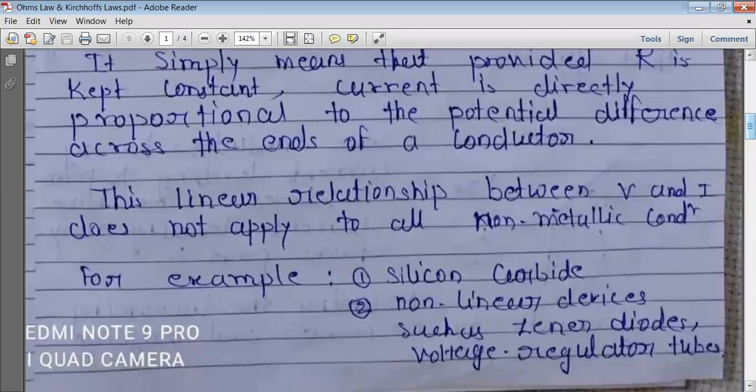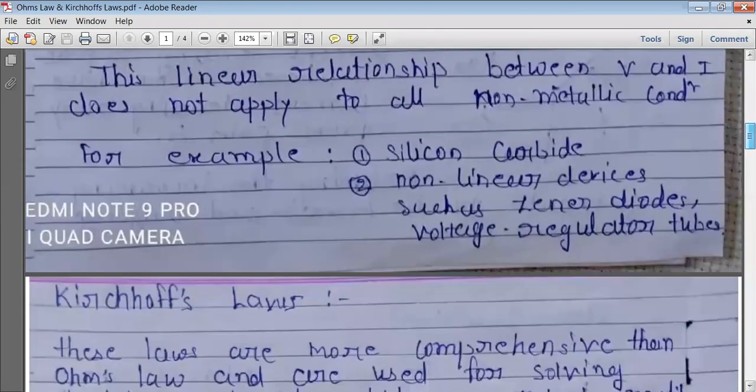This linear relation between voltage and current does not apply to all non-metallic conductors. For example, silicon carbide, and non-linear devices such as Zener diodes, voltage regulator tubes.